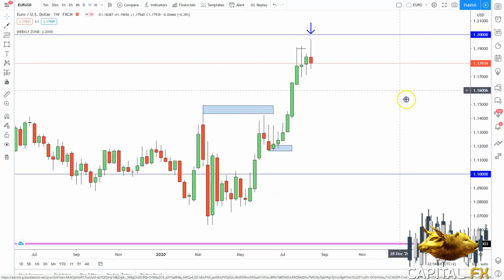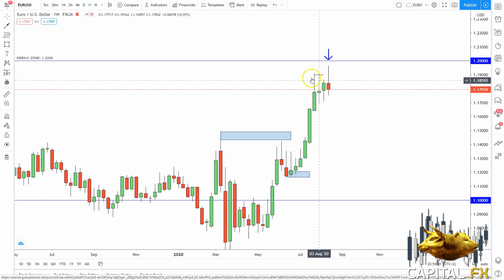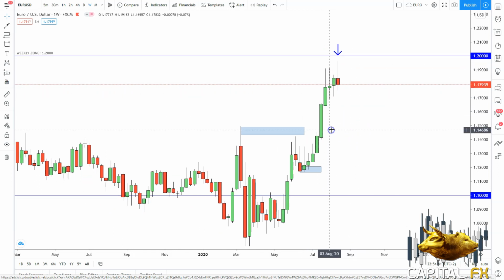As you can see on the weekly, we had a big rejection off of our key level of 1.2000. We had 2-3 weeks of rejection, and then price was failing to go beyond that region, telling us that there's weakness in price around this region here. And then last week closed as a massive shooting star candle, which tells us to expect further downward momentum. So if the US index is going to be going up, we should be expecting a lot of downward movement on the EURUSD.